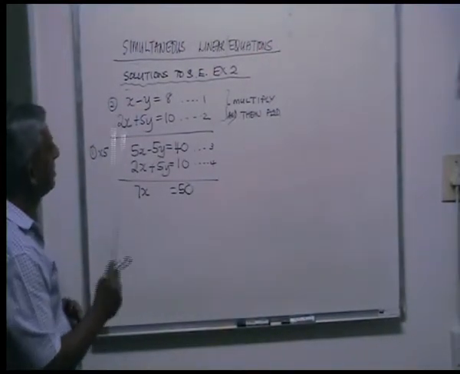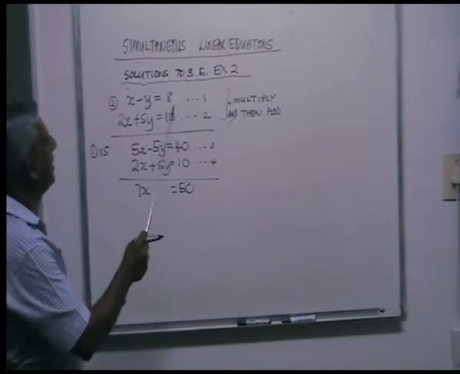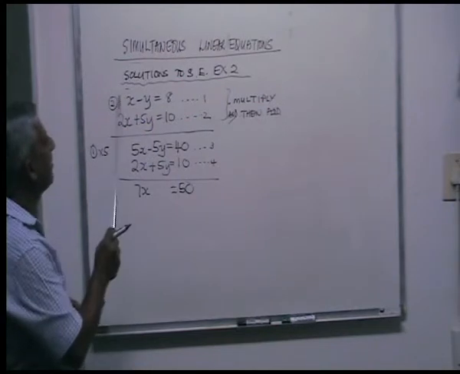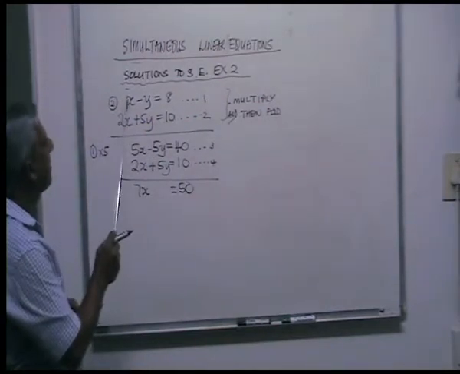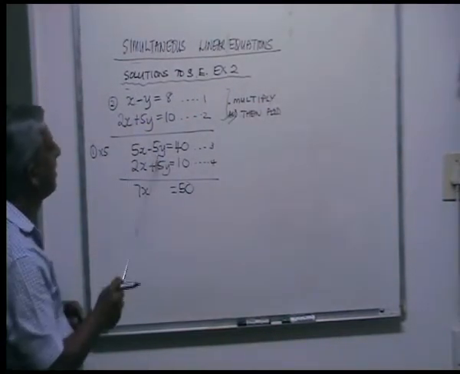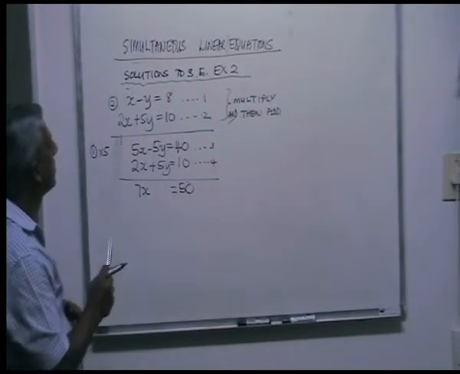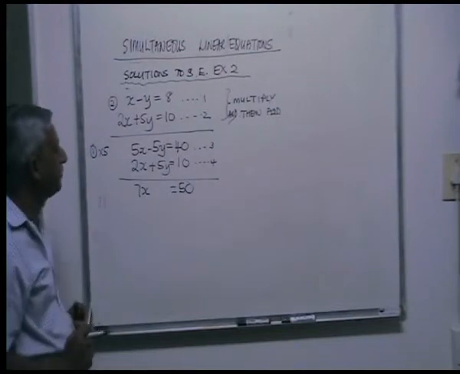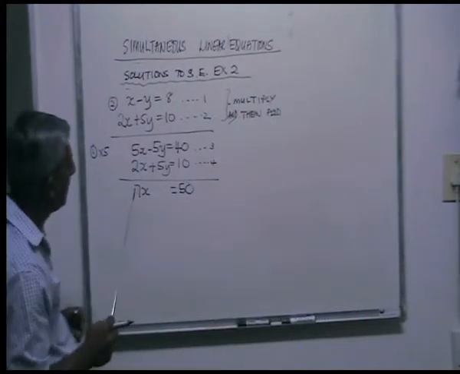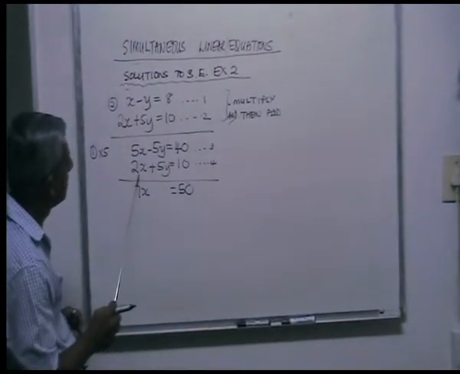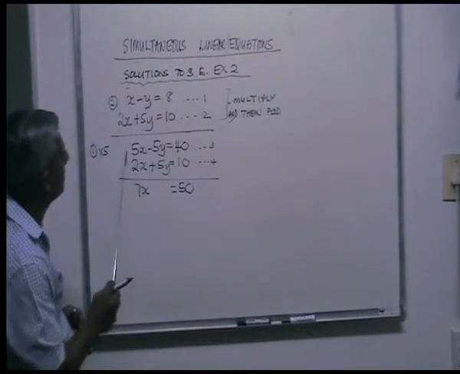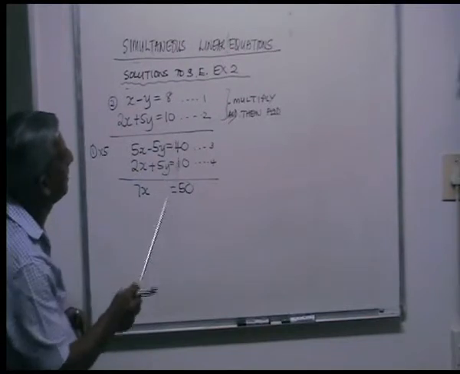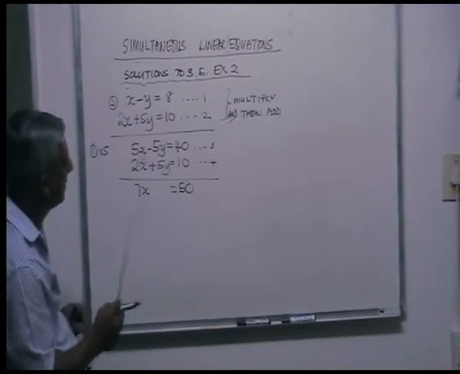Right. Now, let's just check the work quickly. X minus y is equal to 8. 2x plus 5y is equal to 10. Multiply number 1 by 5. 5 times x is 5x minus 5y, and that will give you 40. 2x plus 5y is equal to 10. Right. Now, 5x plus 2x gives you 7x, that gives you 0, and that gives you 50.